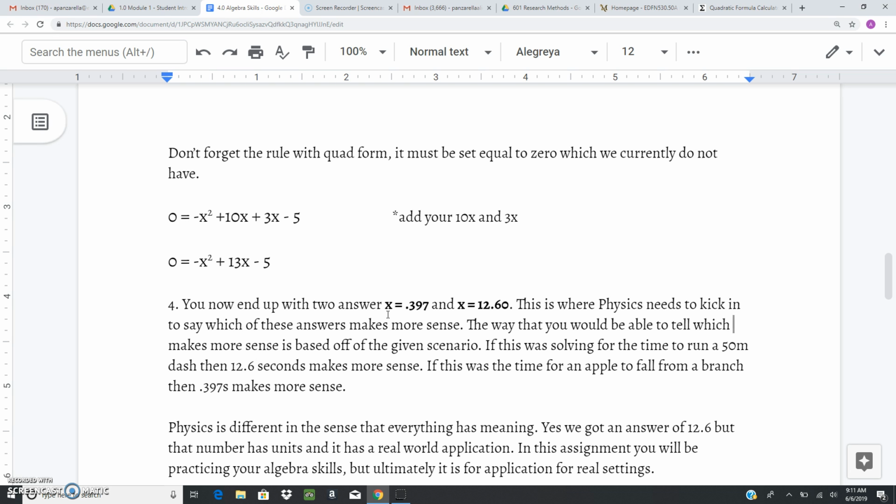So that's where physics kicks in and says, okay, yes, we got two answers, but which one is applicable to this situation? Now, if it was something like an apple falling from a tree, well, 12 seconds for an apple to fall down is awfully, awfully high. So the 0.397 seconds would make a lot more sense. But any problems that you get when we actually get into the physics content does have a scenario. It will have units. It will guide you into what your answer should be because it's going to be the answer that makes most sense based on the scenario.